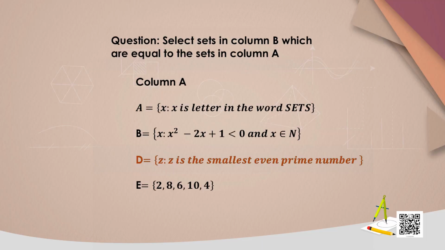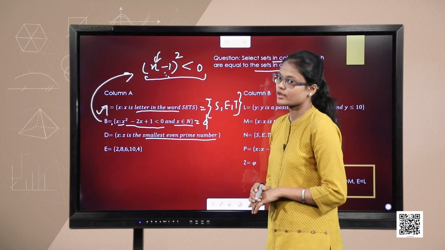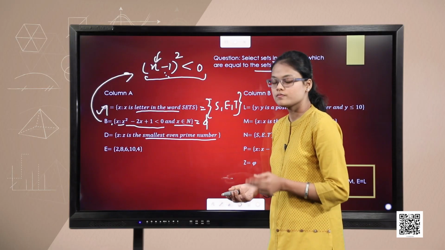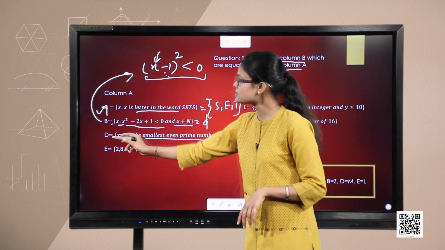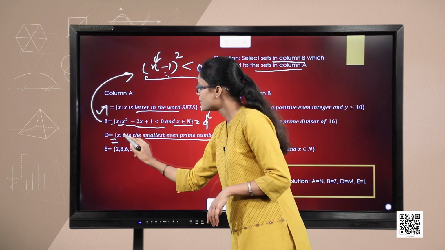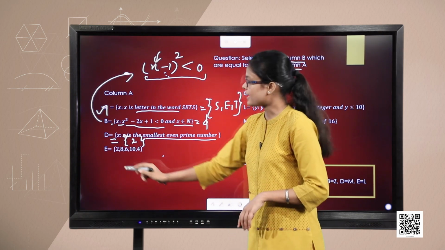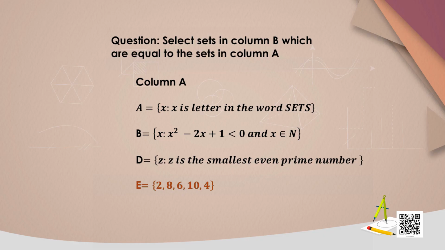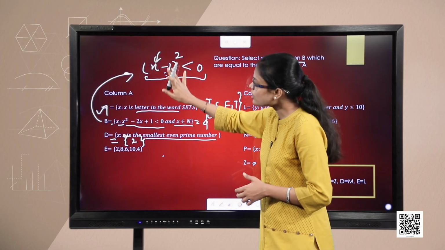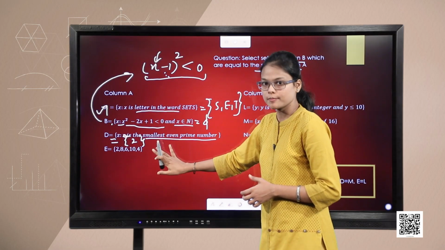D. D is the set of all smallest even prime numbers. The smallest even prime number is 2. So, D is a singleton set. Let us write it as {2}. And E is given with some set of numbers which are 2, 8, 6, 10 and 4. So, here we have studied all the sets in column A.